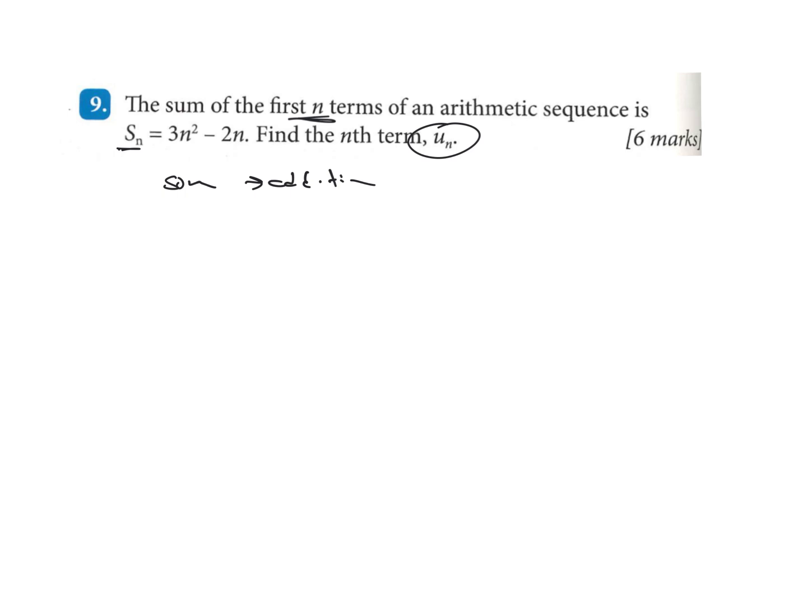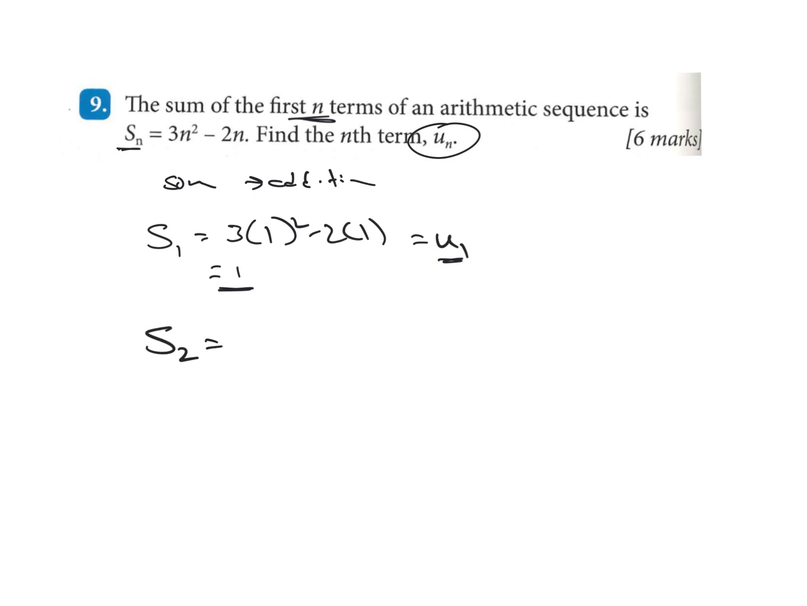S sub 1, which is 3 times 1 squared minus 2 times 1, which is equal to 1, that means the sum of the first term is 1. So this is equal to u1, because if I'm only adding one term, that's the same thing.